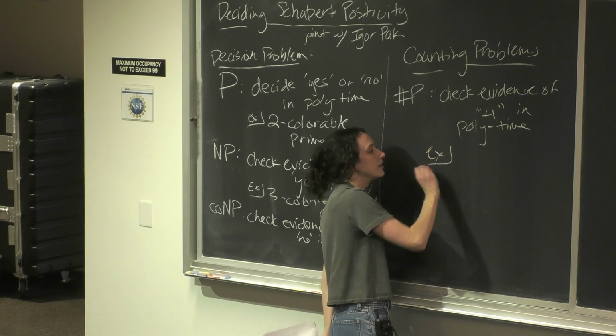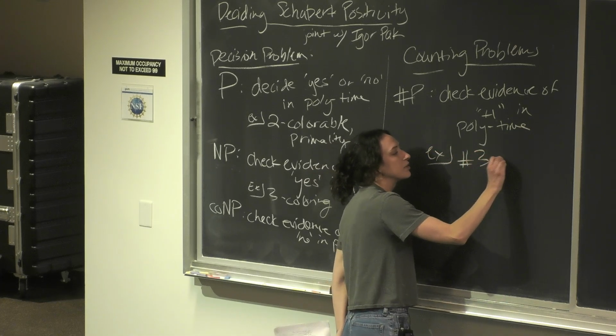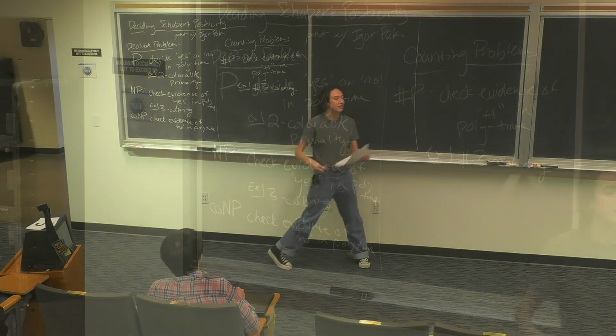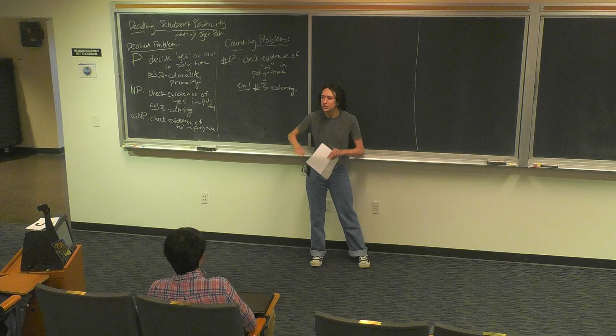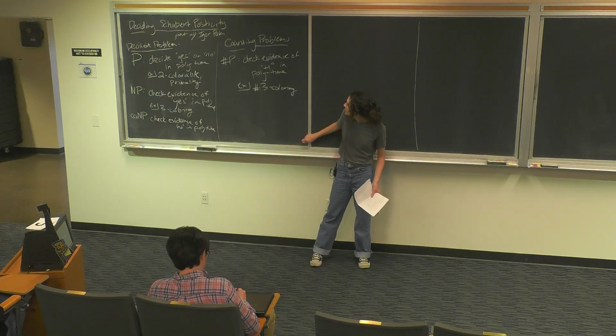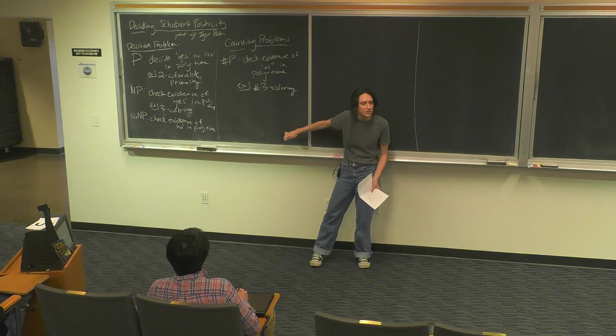An example here would be sharp 3-coloring. How do I know that a given coloring is contributing a +1 to the total number of 3-colorings of my graph? Same intuition there. Any questions about our complexity crash course?